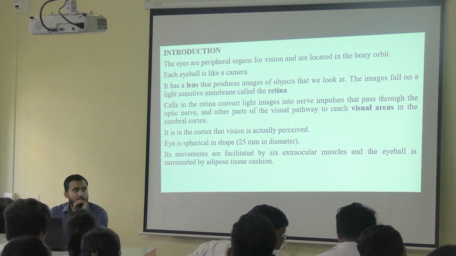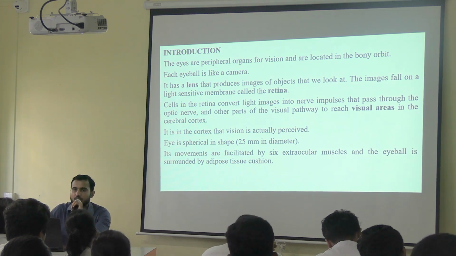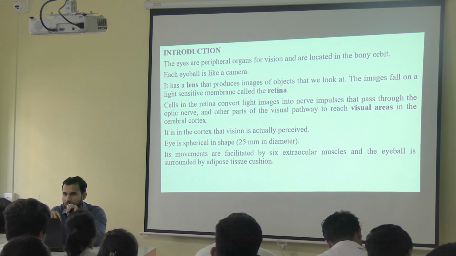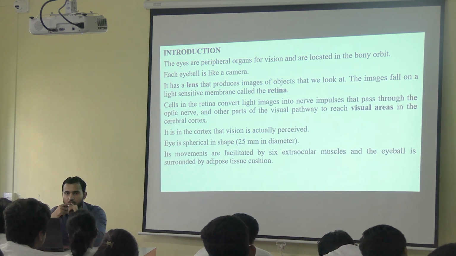Okay, so eyes are the peripheral organs of vision. Both the eyes are the peripheral organs of vision. Where are they situated? They are situated in the orbit, inside the orbit. You are studying the skull right now. I hope you have seen the orbit.